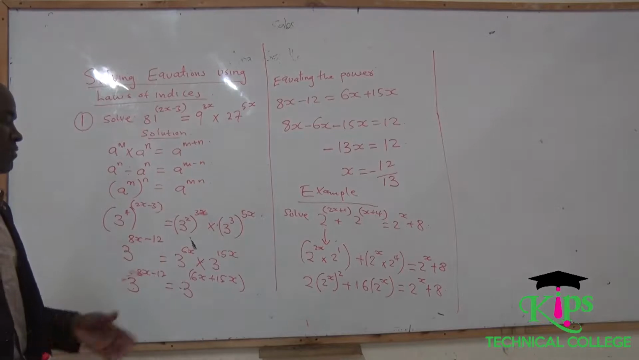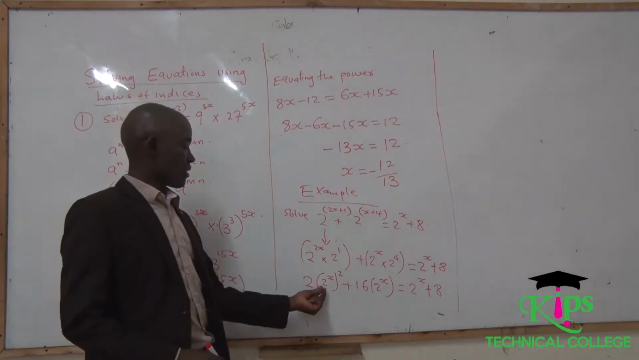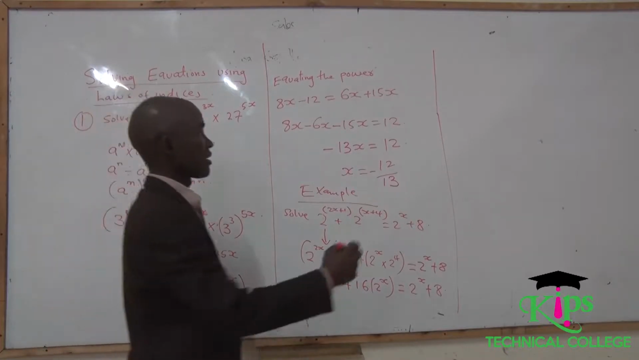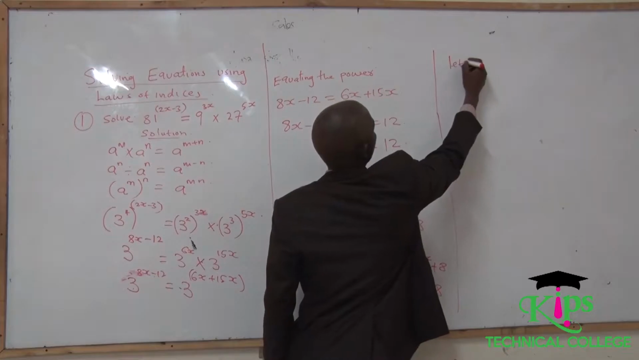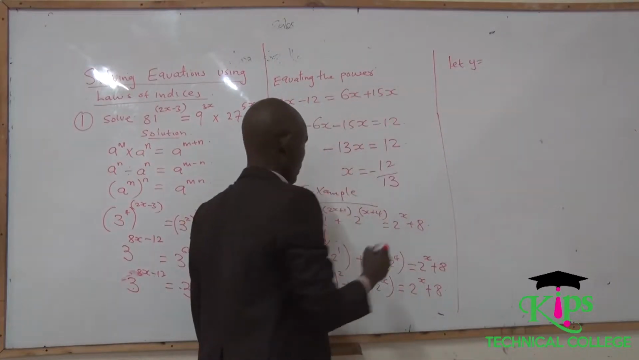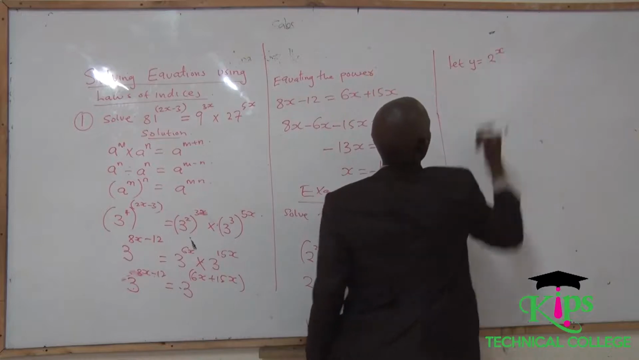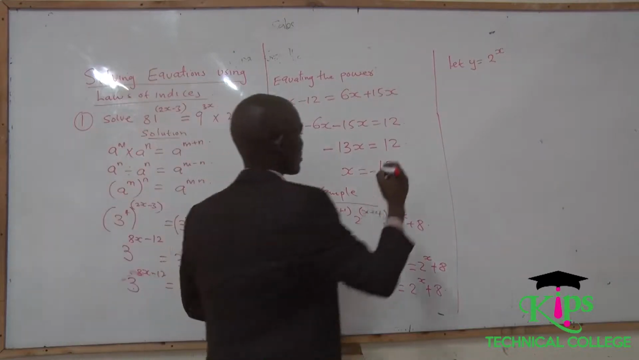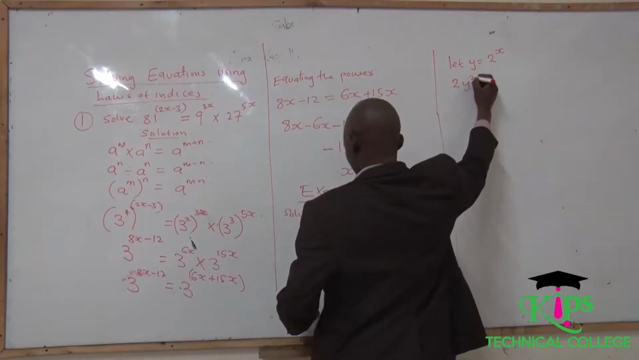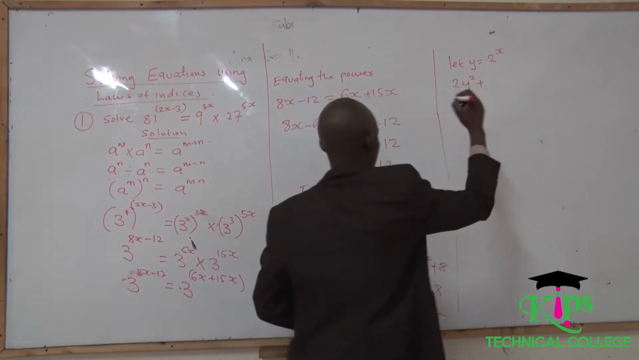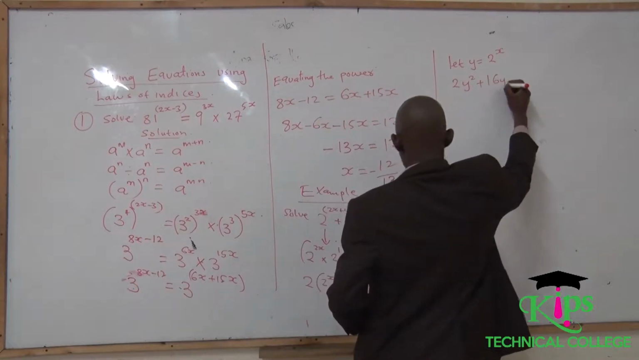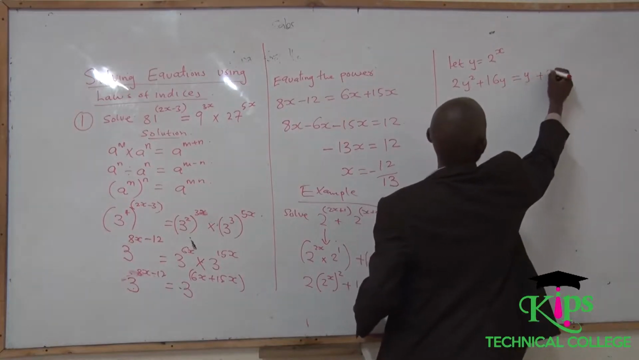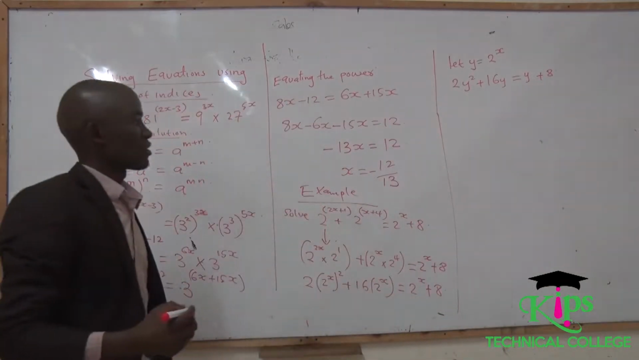You can see here now we have derived an expression that has 2 raised to power x. And at that particular point we can now say let y be equal to 2 raised to x. If you let y be equal to 2 raised to x, our expression now turns to 2y squared plus 16y is equal to y plus 8. That is the kind of equation you are getting.